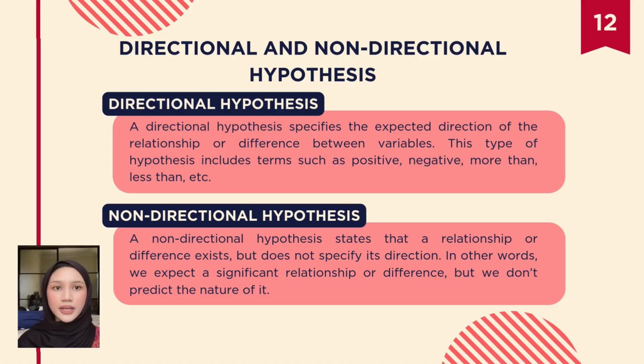On the other hand, a non-directional hypothesis simply states that a relationship or difference exists between variables, but it does not specify the direction of this relationship. In other words, we expect a significant relationship or difference, but we don't specify whether it will be positive or negative, or which group will be higher or lower. For example, we might say there is a difference in exam scores between students who study and those who do not, without stating which group scores higher.